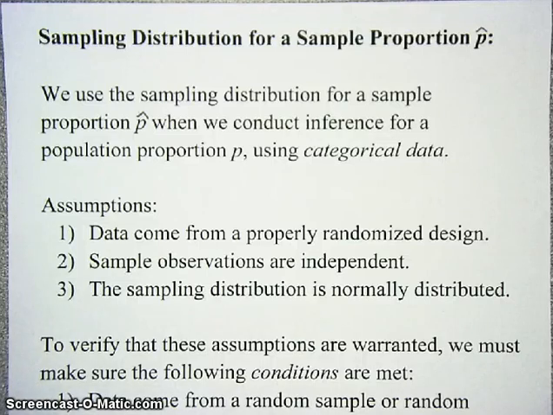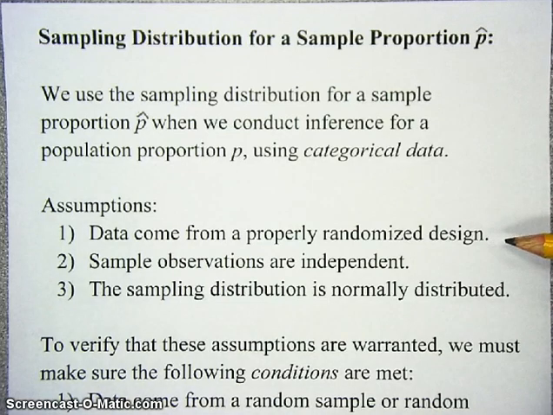In this video, we'll derive the sampling distribution for a sample proportion p hat. We'll use this sampling distribution whenever we're conducting inference for a population proportion p. The data in situations like this will be categorical. The assumptions we need in order to do this derivation are these.